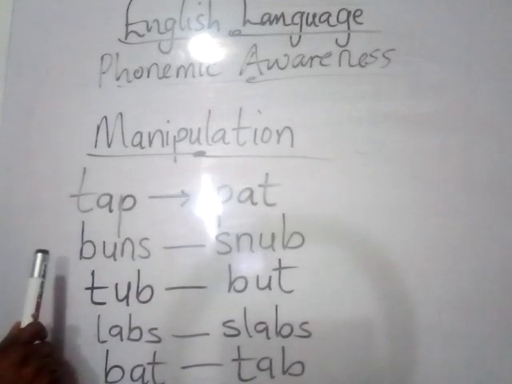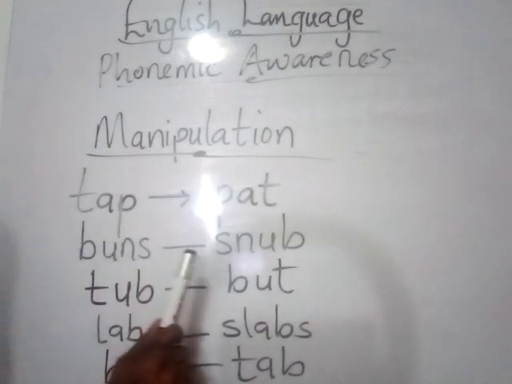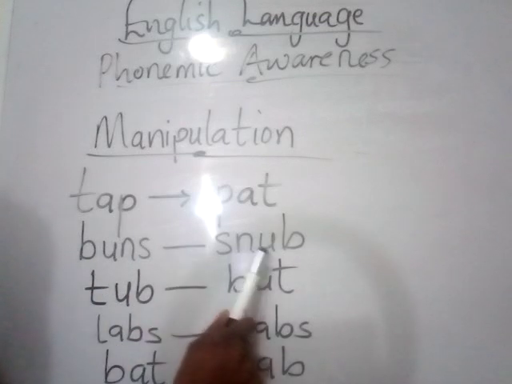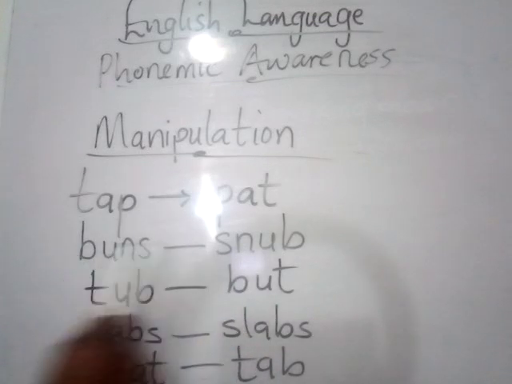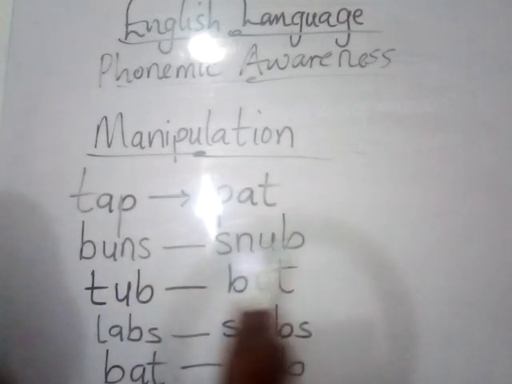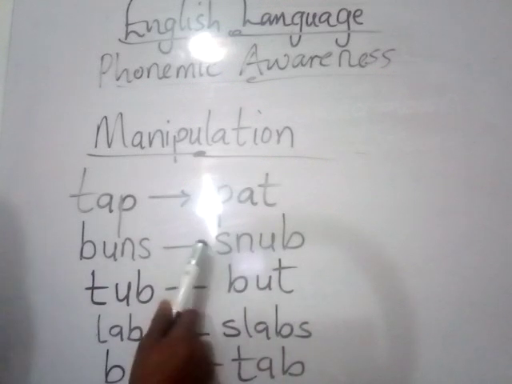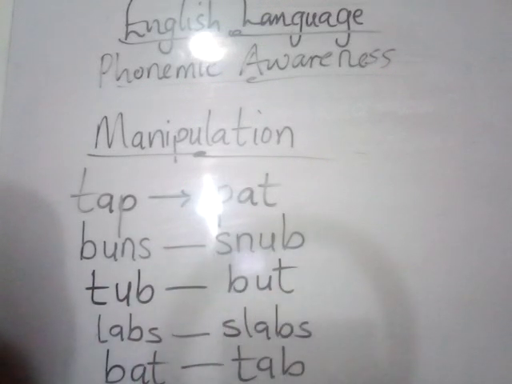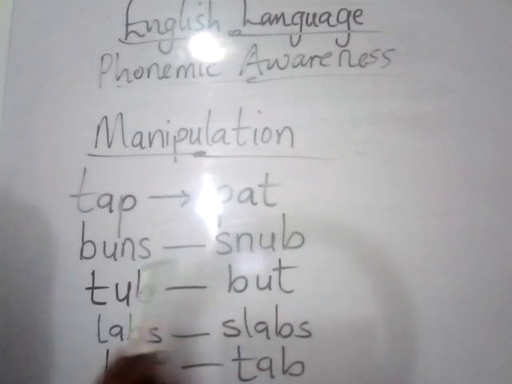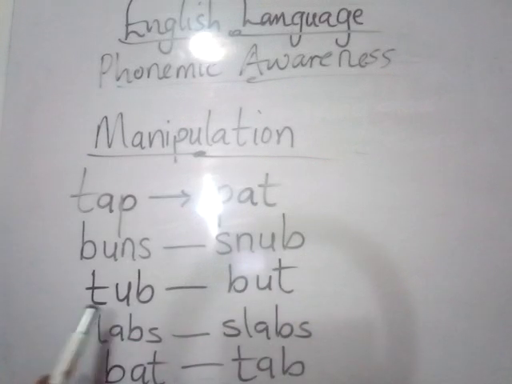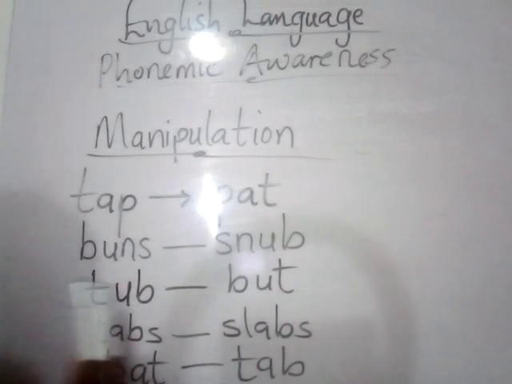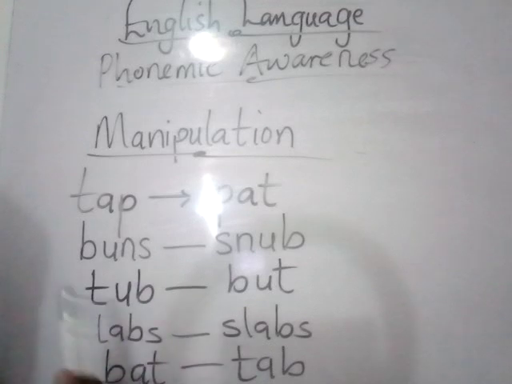So here you have buns. The same letters, the same sounds, but they are manipulated. They are just swapped around, and then you have a new word. Snub. The third one is tub, like your bathtub. And then you move letters and sounds around, you have a new word. But.